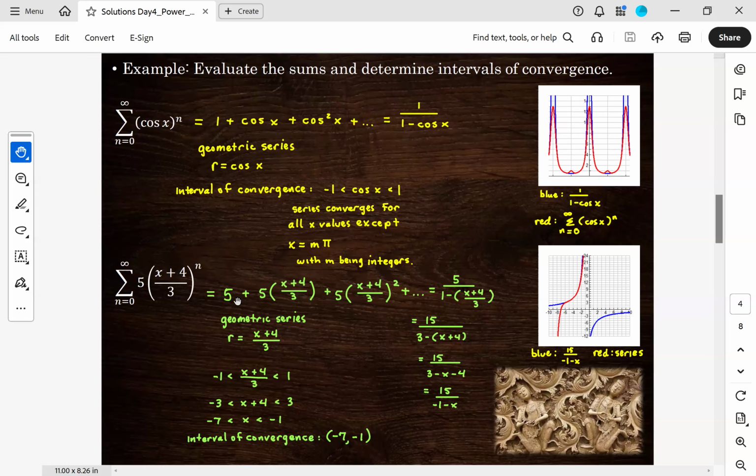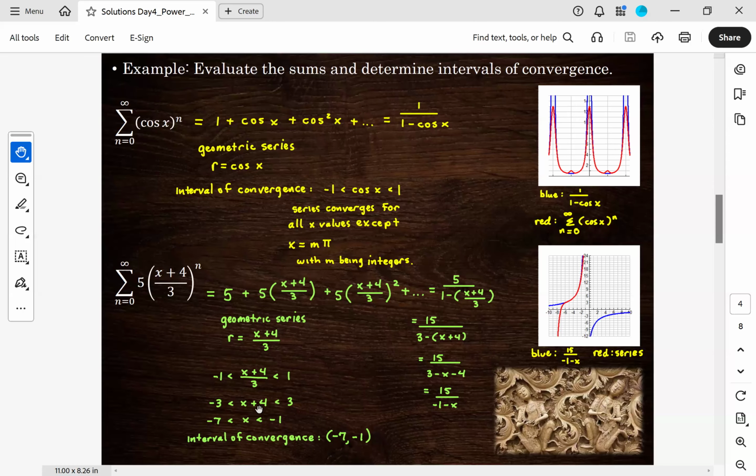As always, if you feel the need, you can write out a few terms to make sure you're aware of what patterns are developing. Okay, I see a first term of 5 thanks to starting at n equals 0. Then after that, we're multiplying by copies of (x plus 4) over 3. So again, geometric. This time, r equals (x plus 4) over 3. I'm going to put that whole expression between -1 and 1 to establish convergence.